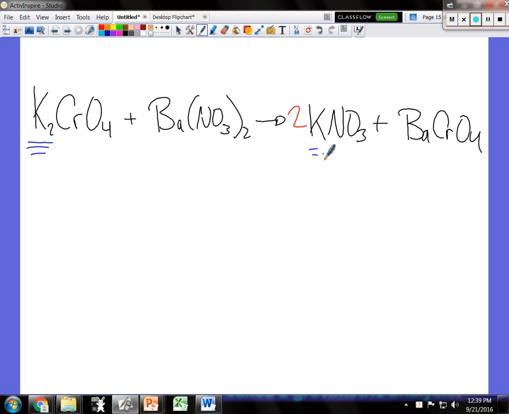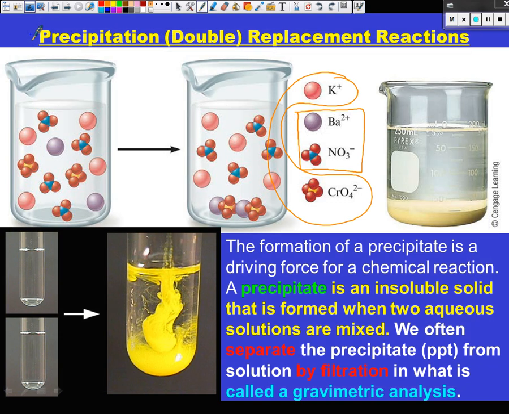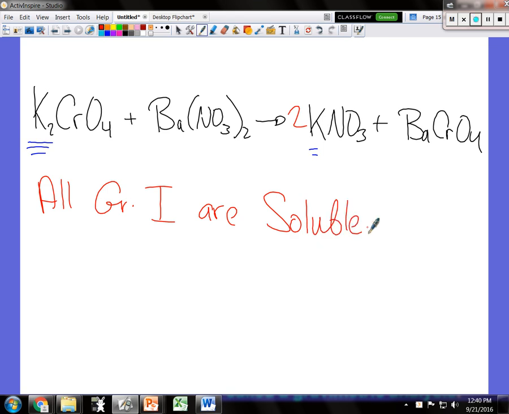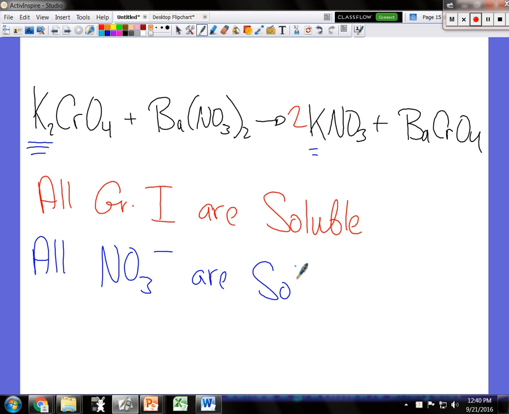Now, here's what you guys asked: how did I know that those two were hooked up to begin with? One of the things you are going to learn in your solubility rules is all group 1s are soluble. Does that make sense? The next thing you're going to learn is all nitrates are soluble. Do those two rules affect this reaction?